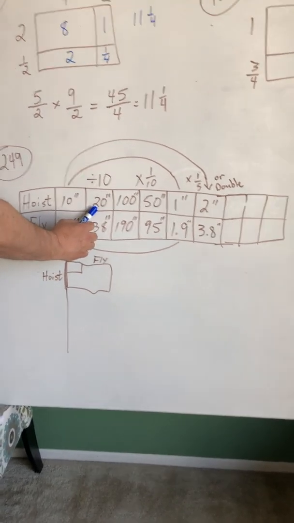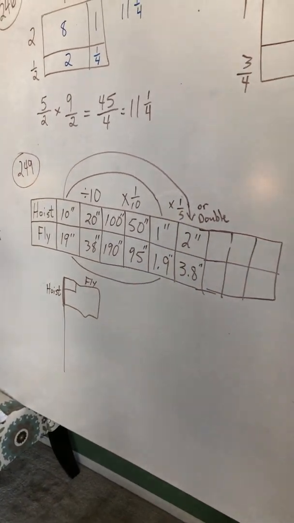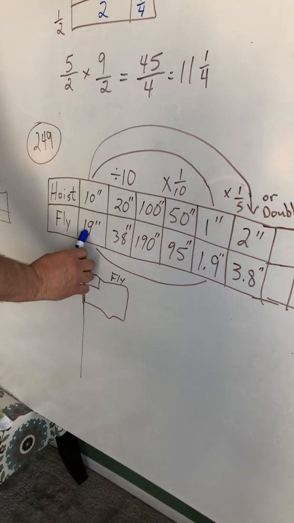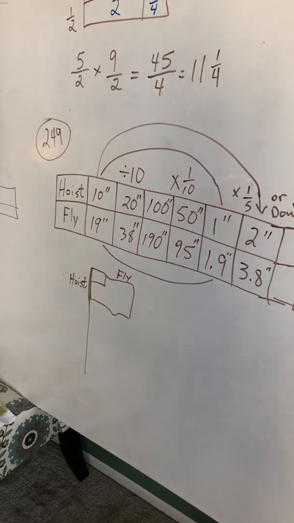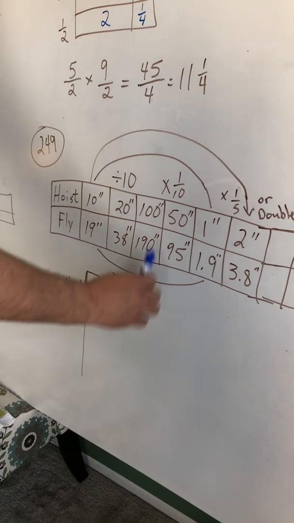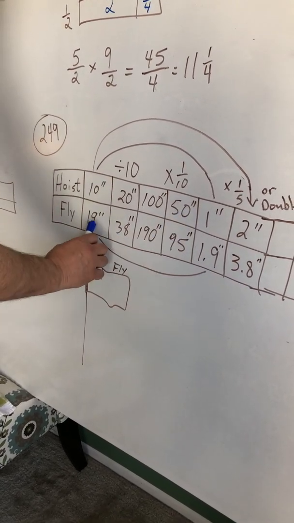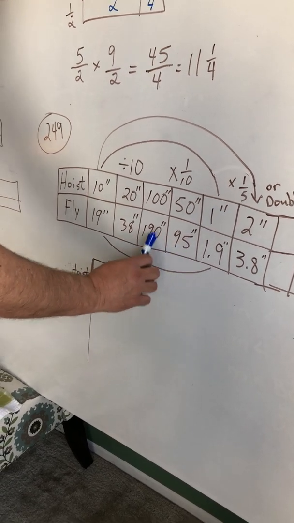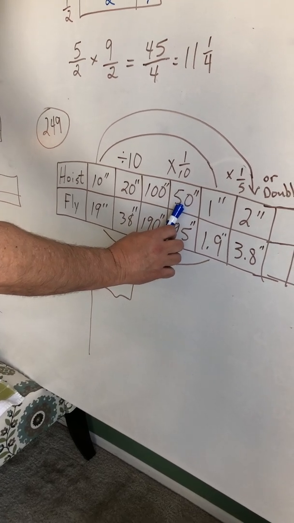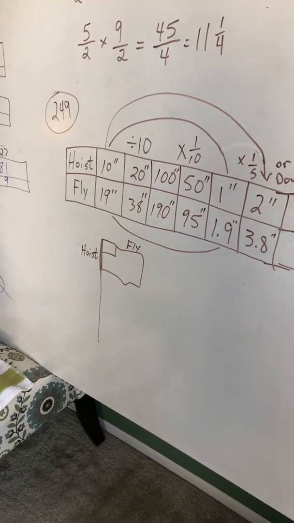So if we double the hoist to 20 inches, obviously you have to double the fly, okay? If we times 10 the hoist to 100, we have to times 10 the fly to 190. And these are all in inches on page 249. That's fine, okay? Then, what if we did times 5 for the hoist? We'd have to do times 5 for the fly. Or, you notice this was 100. Cut it in half, you get 50. You cut 190 in half, you get 95. Two ways of doing that one.